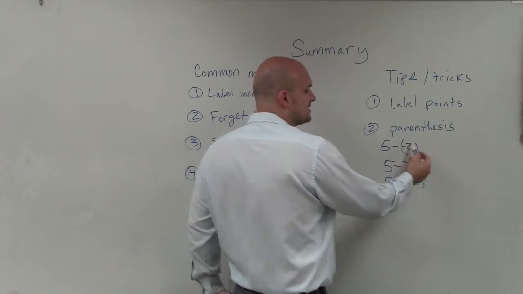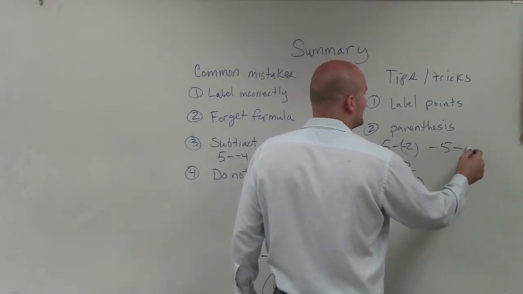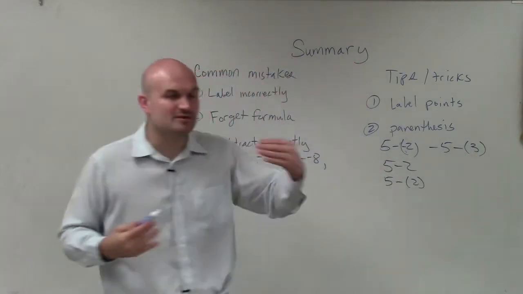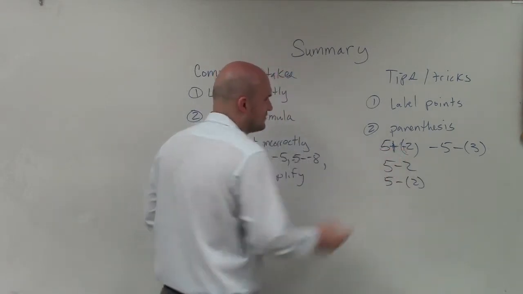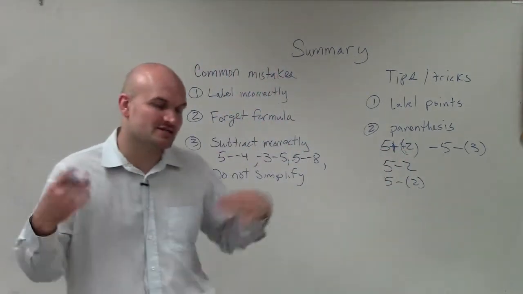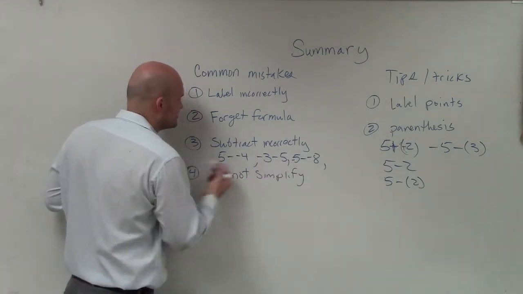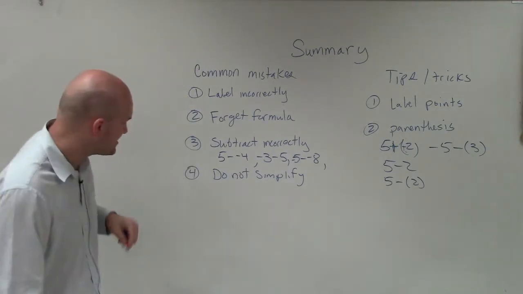If you're going to be subtracting a negative number, put it in parentheses: 5 minus a negative 3. Then you can distribute, and you can see that this double negative is going to turn into a positive. So the tip and trick is to apply parentheses, and the common mistake is that students totally forget how to subtract with positive and negative numbers.